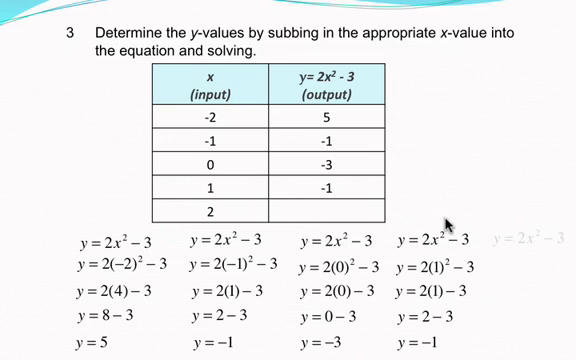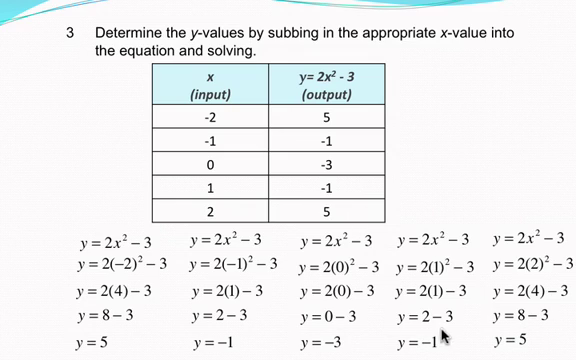And so our last value we're going to sub in is x equals 2. So we put that in brackets again. 2 squared, we have to do the exponent first again, is 4. 2 times 4 is 8. Take away 3, and y equals 5. And you'll notice that we're getting the same answers here. So we have y equals 5 when x is 2, and we have y equals 5 when x is negative 2. And we're going to take a look at that in just a second on a graph.